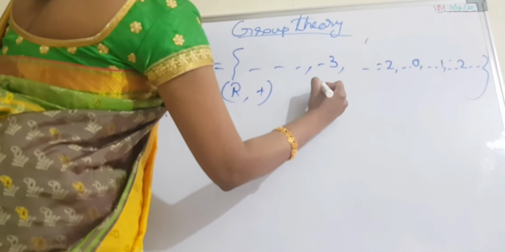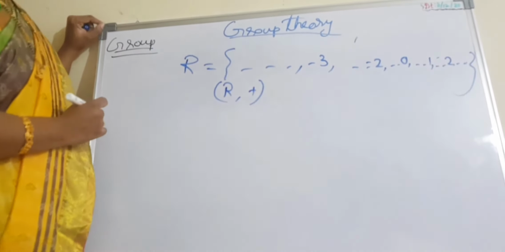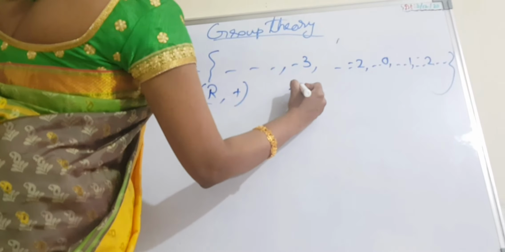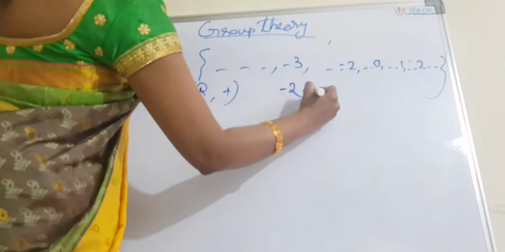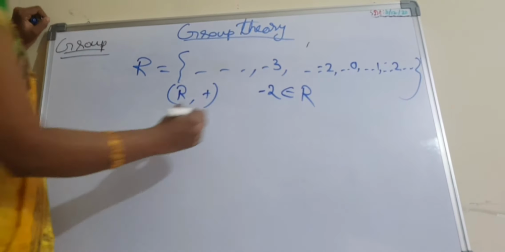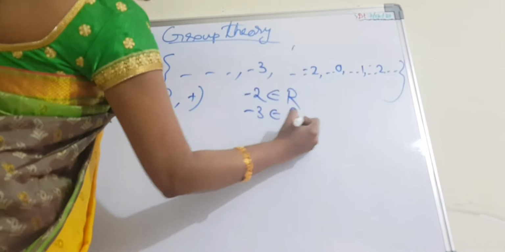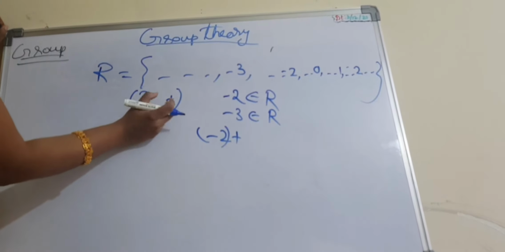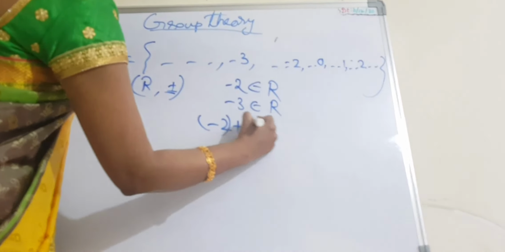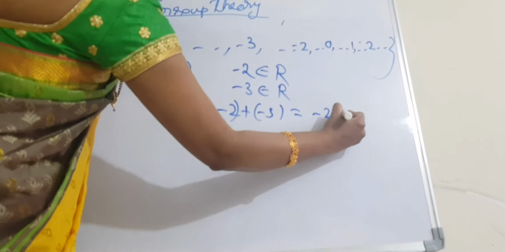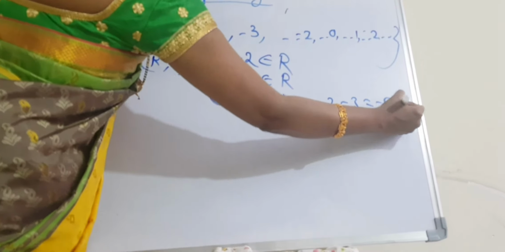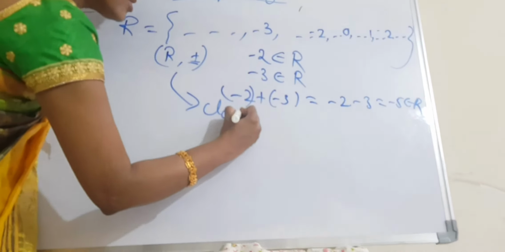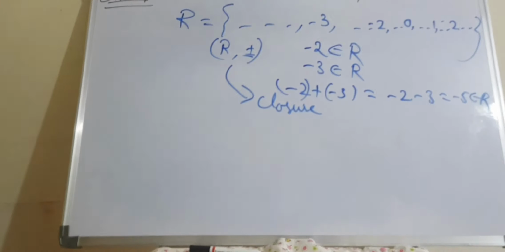Let us take any elements. Circle is an operation; I am taking plus as the example. Here I take -2, which belongs to real numbers, and -3, which belongs to real numbers. With respect to plus, -2 plus -3, what will we get? -5. Does it belong to real numbers? Yes. Therefore, R plus satisfies closure. First property.